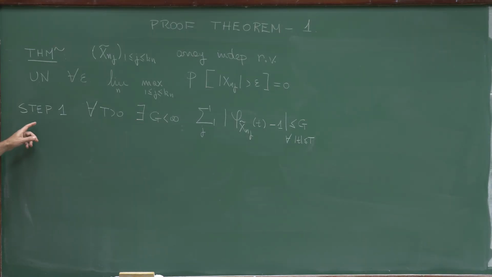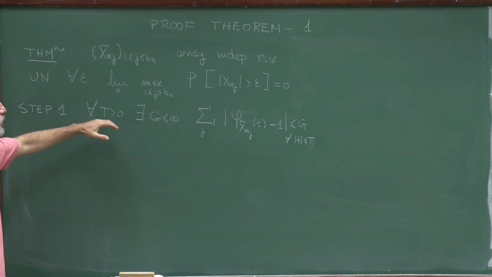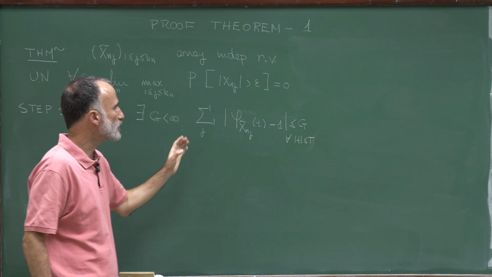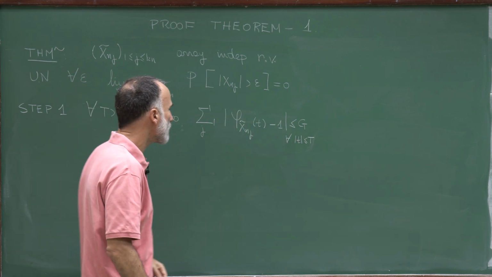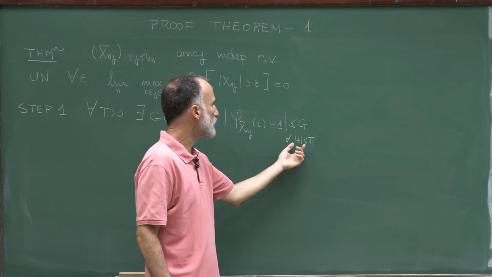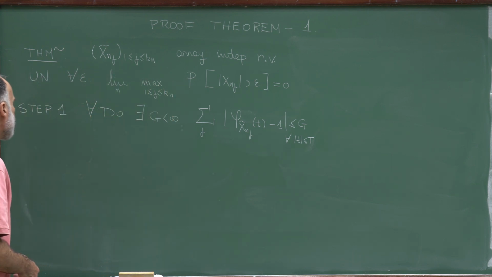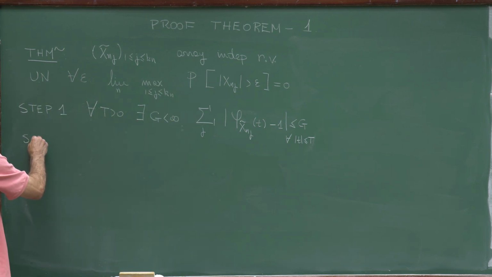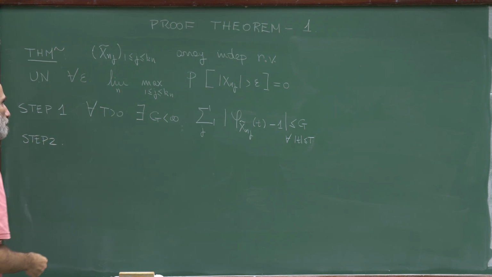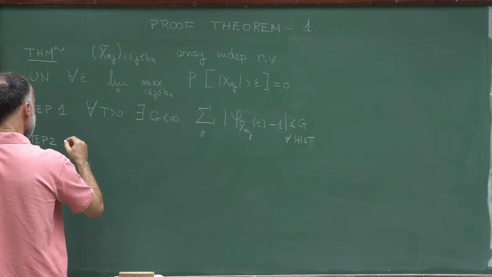So in the previous step, we have seen that in order to prove the theorem, it's enough to show that for all t, there exists a finite constant ct, for which this sum is bounded by ct for all t with absolute value bounded by T. Now, my second step, my second claim, if you wish, is the following. Well, actually, it's enough to prove the following two results.